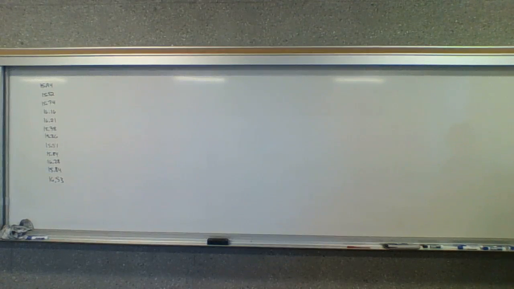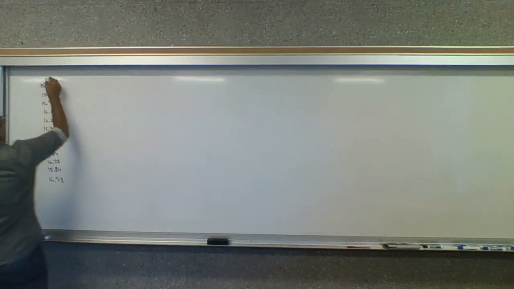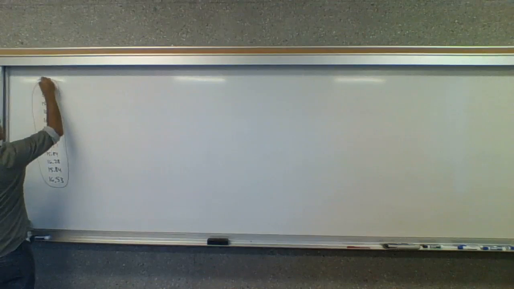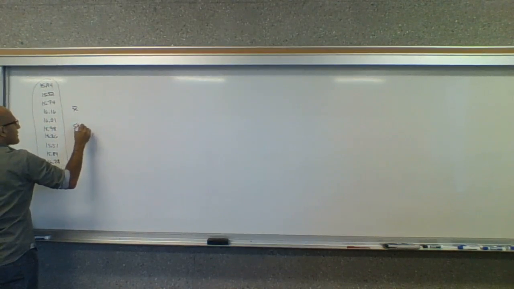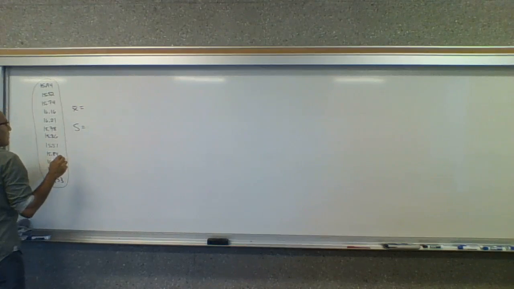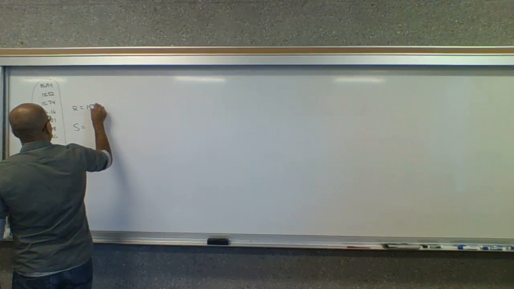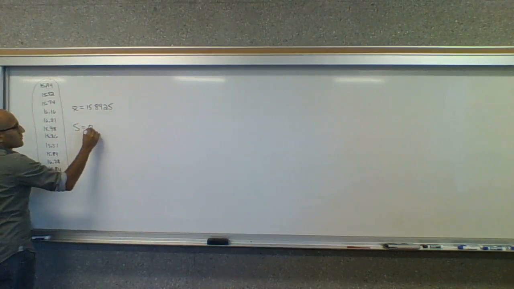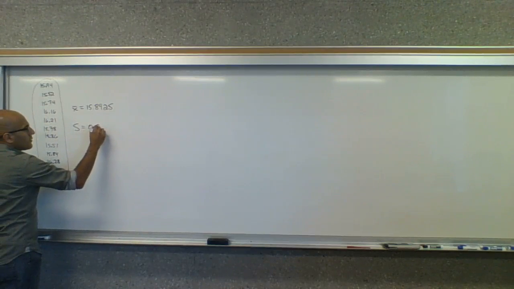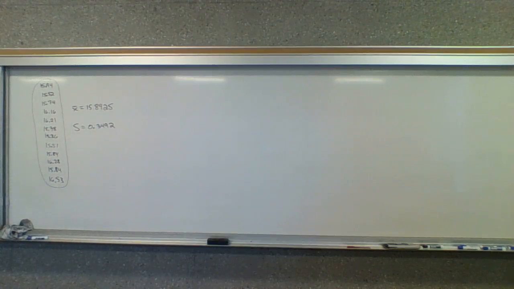Okay, so here's our sample. We use our list one variable statistics. We can get our sample mean and our sample standard deviation, which are what? 15.8925. Okay, and what's our sample standard deviation? 0.3492. Yes? Okay, so we need to work with a chi-square distribution.